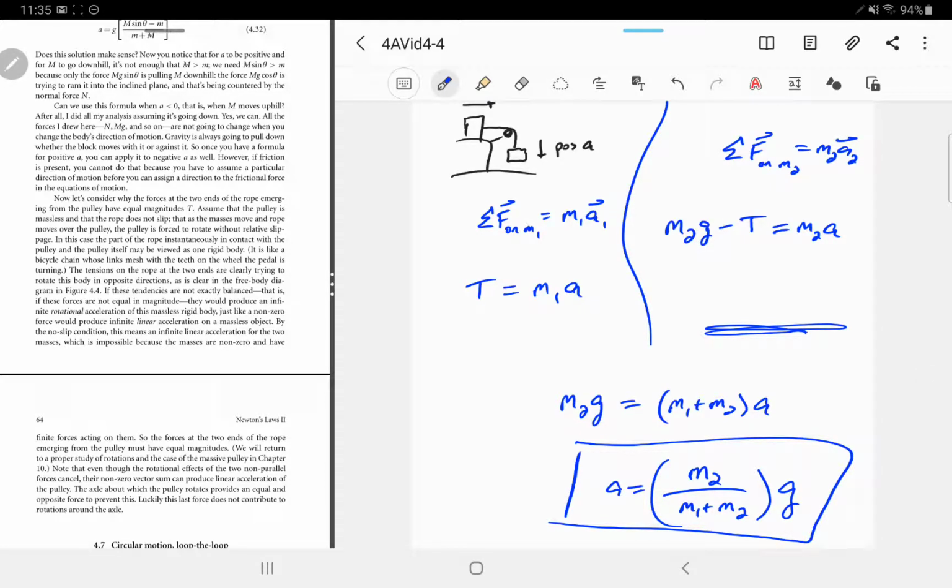If we needed to solve for the tension, you would just take the acceleration, plug it back into either one of these two formulas and solve for T. So plugging it into the left-hand side would probably be the easiest case. Great.